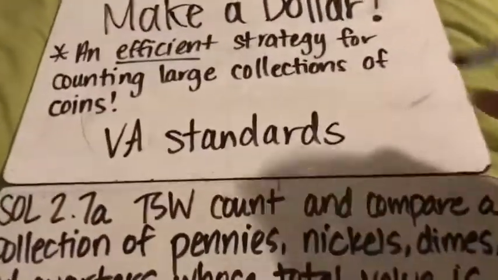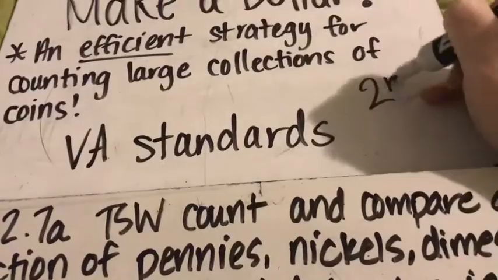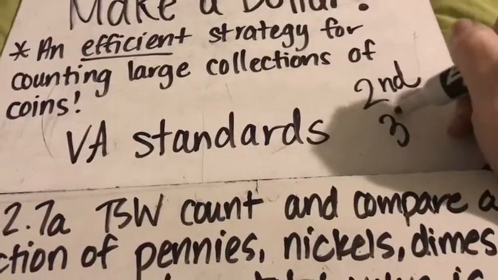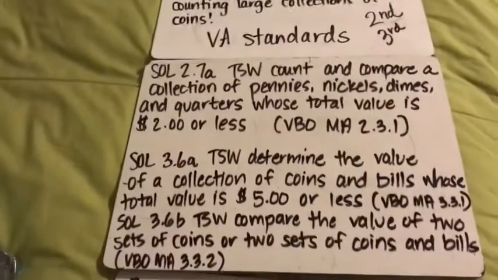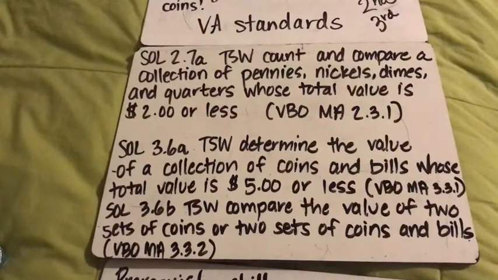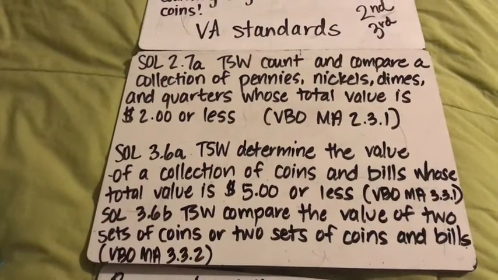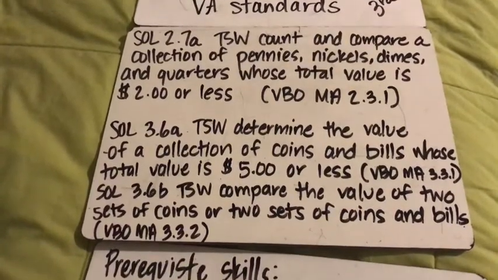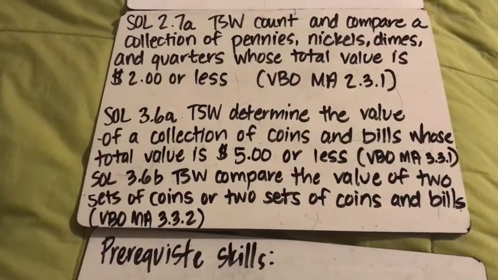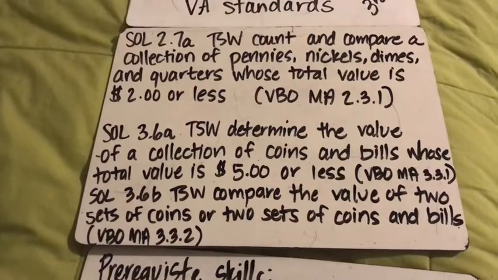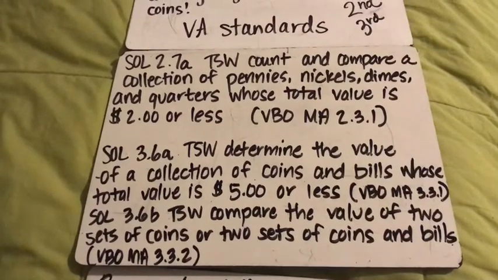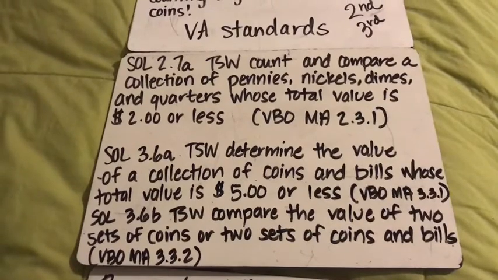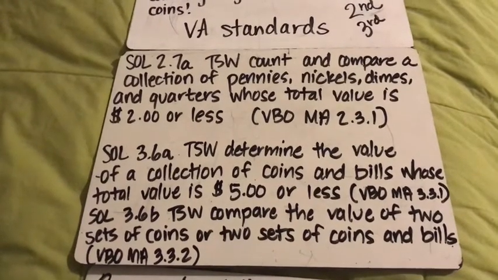So this video is going to be a good video for anyone who is teaching money value of coin collections in either second or third grade. The first one is the second grade standard that aligns to this lesson, and the next two are third grade standards. The difference that you're going to see is that in second grade, students are required to understand groups of coins to $2 or less.